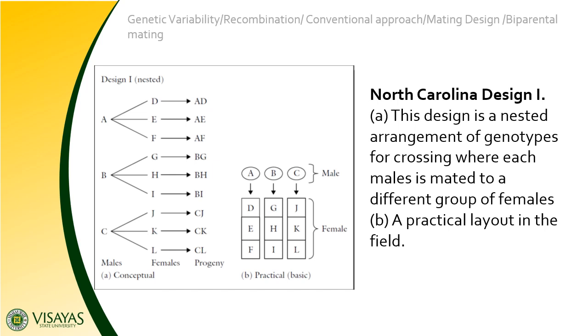In letter A, as you can see, you have the males A, B, and C, and they are mated to different groups of females. You have the first group, D, E, F. The second group, G, H, I, and then the third group, J, K, L. Those are the different females, and here are the progenies produced from this biparental cross.